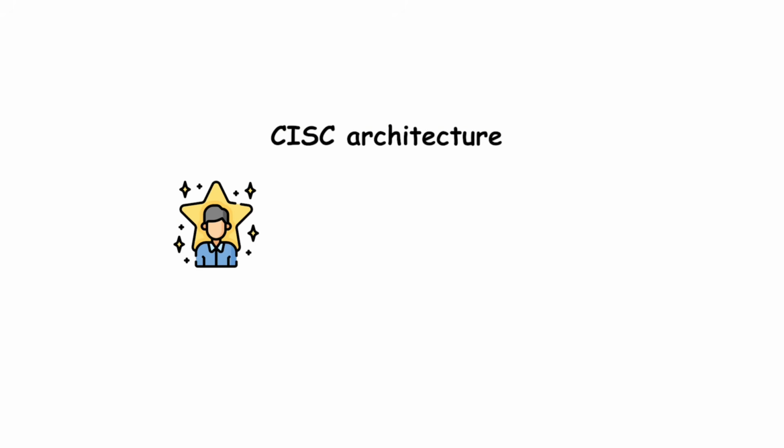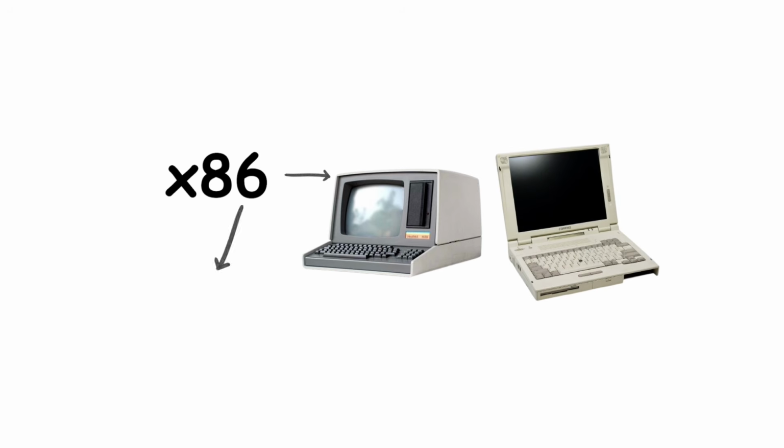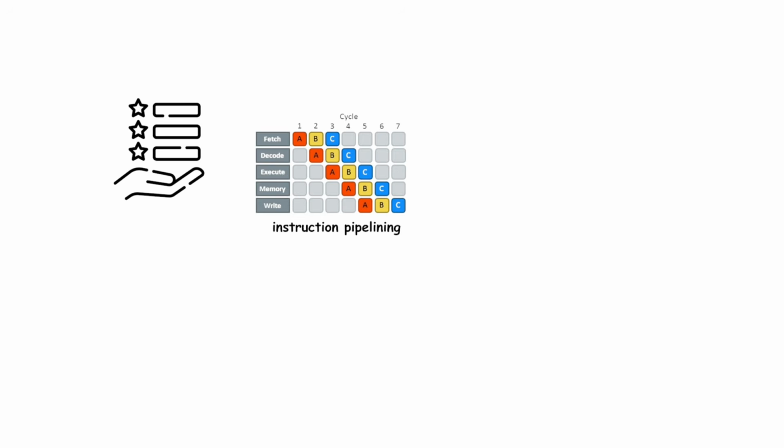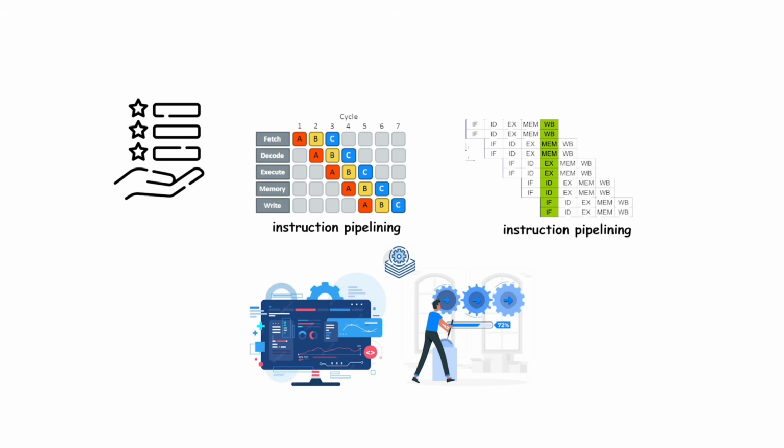The most well-known CISC architecture is x86, originally developed by Intel in the late 1970s. x86 became the dominant standard for desktop and laptop computers. It is still in widespread use today, powering most Windows PCs and many servers. Over time, x86 processors have grown extremely sophisticated, with features like instruction pipelining, superscalar execution, and out-of-order processing layered on top of the original CISC foundation.